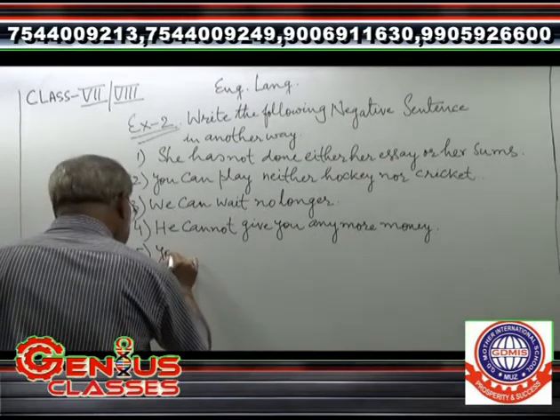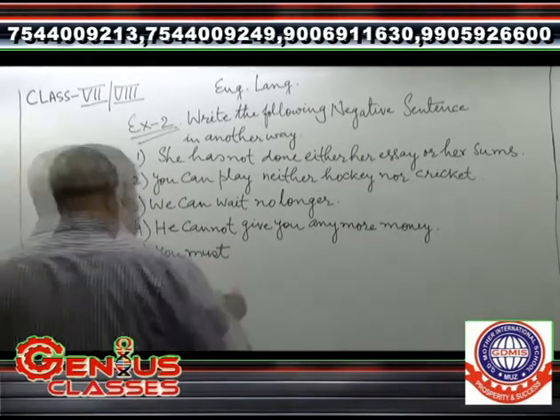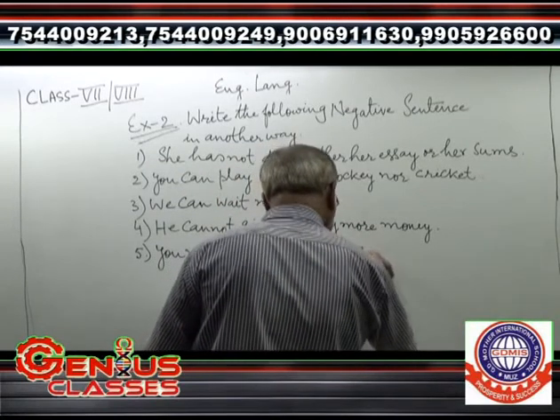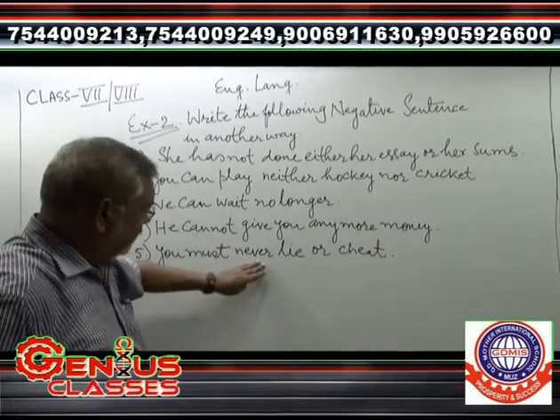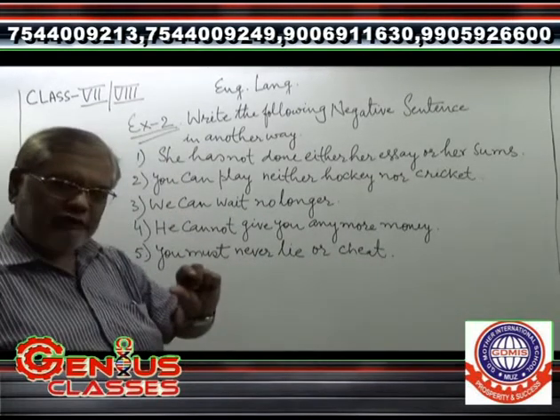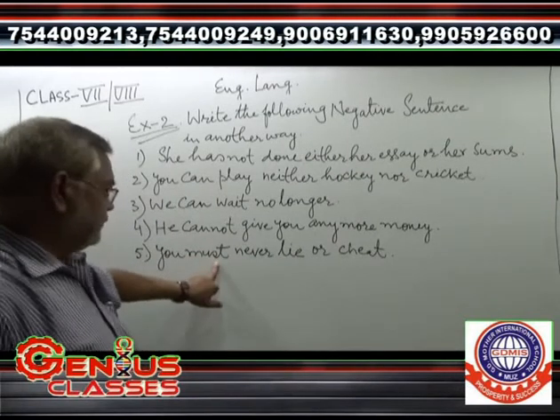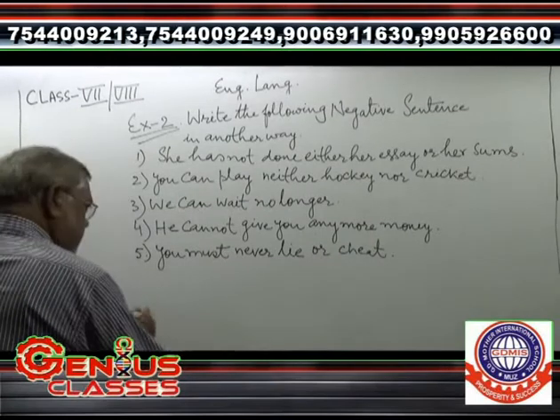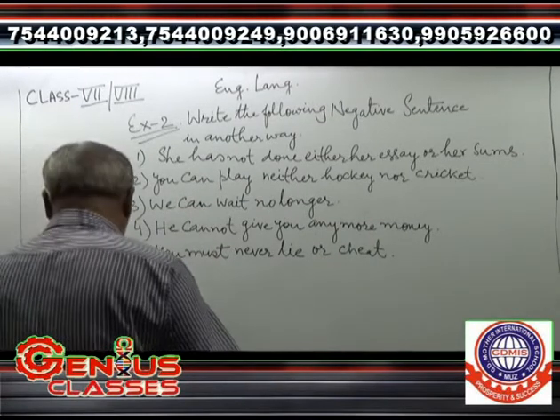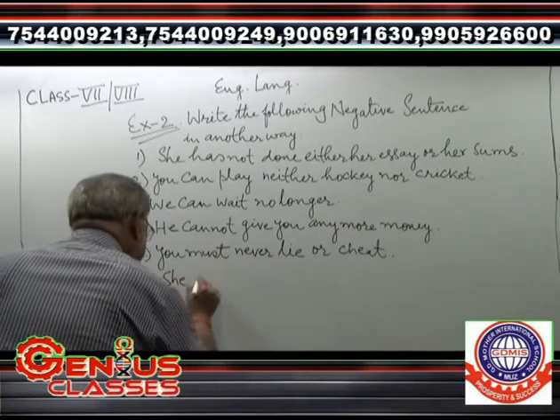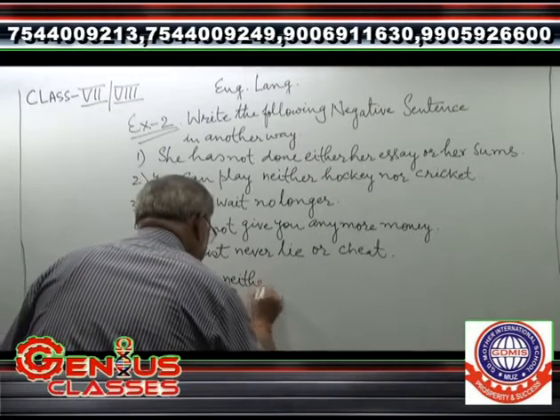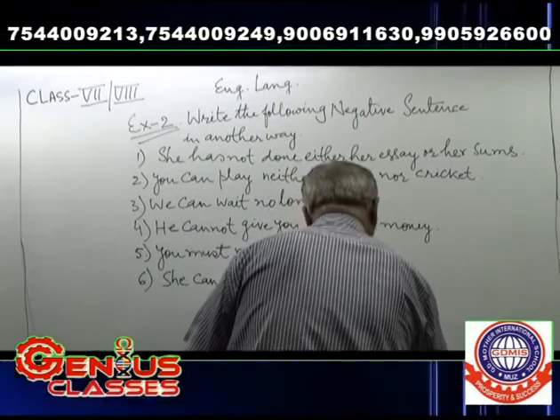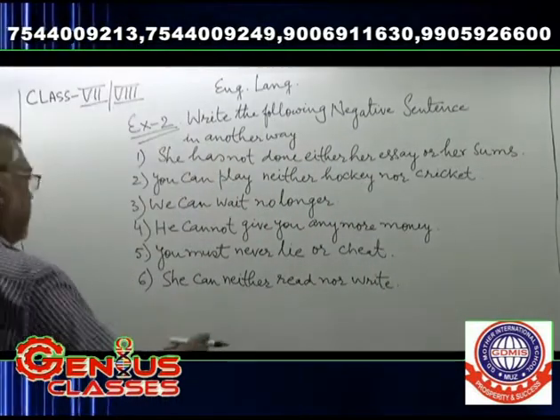You must never lie or cheat. So here the word never will change into ever, and the word not also has to be written. So you must not ever lie or cheat. Likewise a sentence can be made. Now number 6. She can neither read nor write. That is another that I was going to give you.